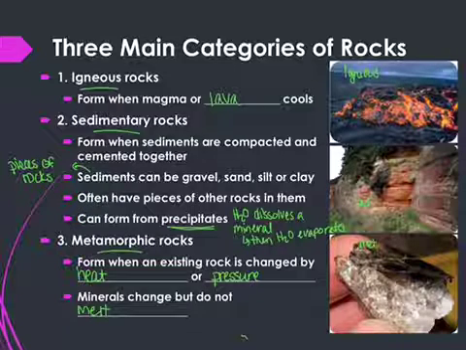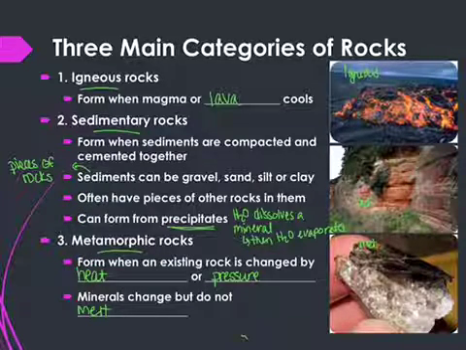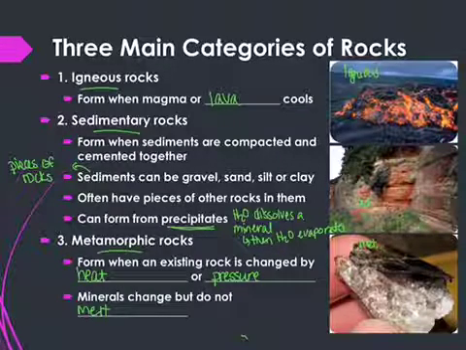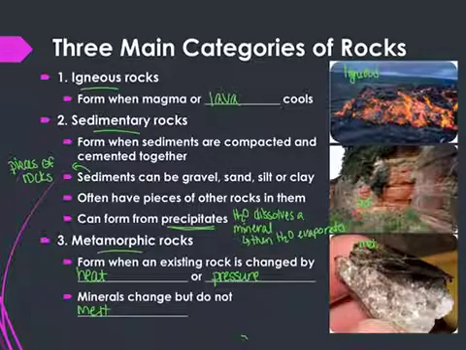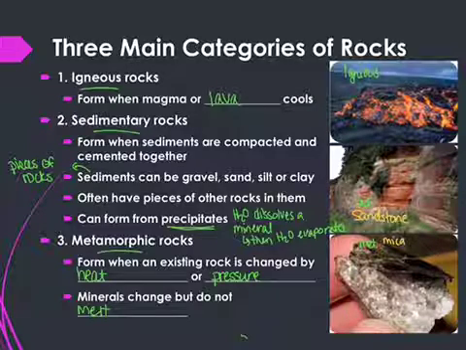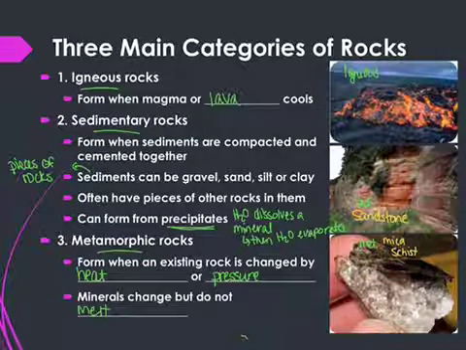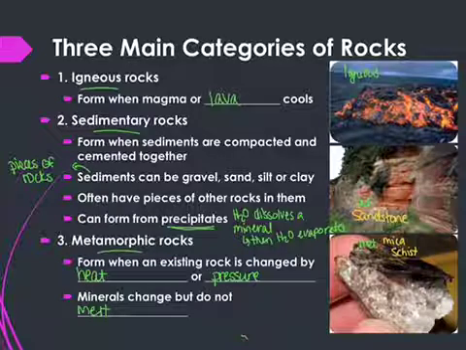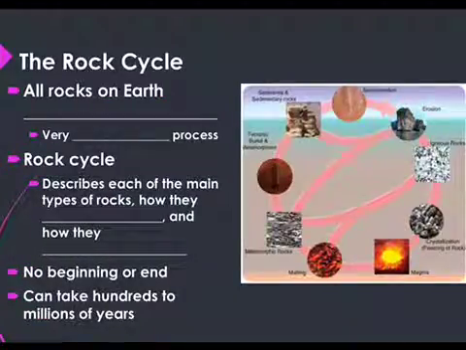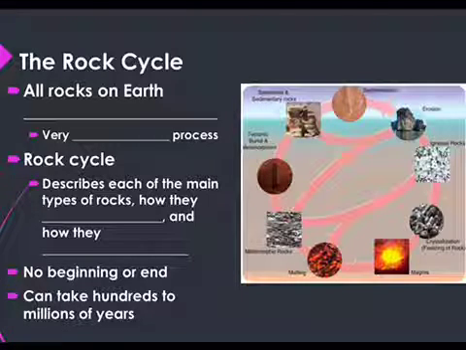This particular picture shows us sandstone. And this last one is referred to as mica schist. Like I said, the following videos will go into more detail about each of these three types of rocks. But what we're going to focus on is that all rocks can change.